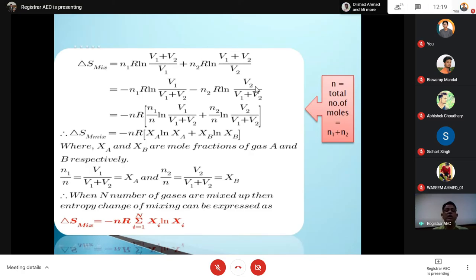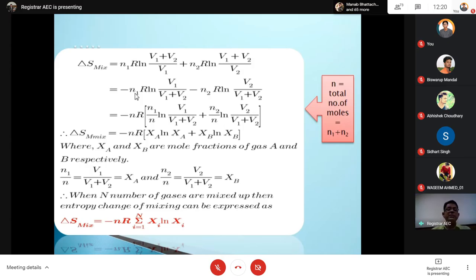So if we add, what will be the total change? Delta S mixing is equal to N1 R ln((V1 plus V2) by V1) plus N2 R ln((V1 plus V2) by V2). So we are writing that delta S mix is equal to N1 R ln((V1 plus V2) by V1) plus N2 R ln((V1 plus V2) by V2). Now taking the common minus.